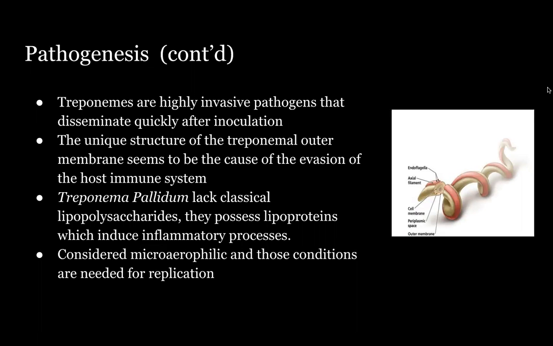Treponemes are highly invasive pathogens that disseminate quickly after inoculation, meaning that the cells themselves are short-lived. The unique structure of the treponemal outer membrane seems to be the cause of evasion of the host's immune system. Treponema pallidum lacks classical lipopolysaccharides. They possess lipoproteins that induce inflammatory processes in the body. They are considered a microaerophile and need those specific conditions to replicate.